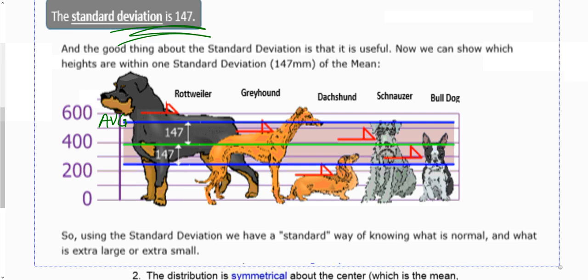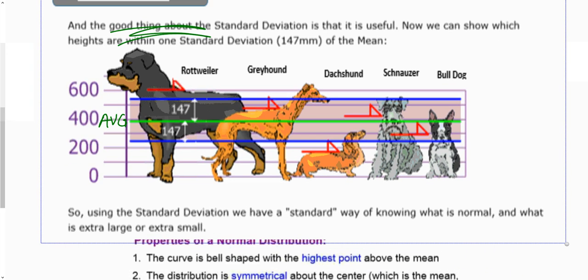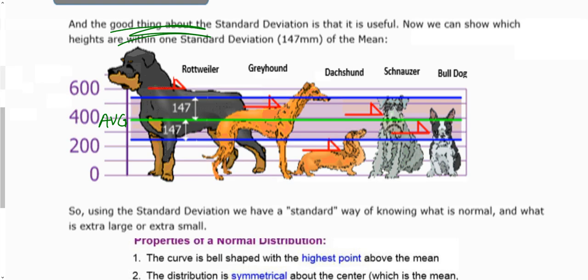So right here from the average, watch this. Right here from the average, if I go 147 up, that's that mark right there. So that's one standard deviation above the average. If I go 147 down, that's one standard deviation below the average. So basically what this is saying is we consider anything in between here to be normal. So these would be the normal sized dogs. Any dog in this graph that fits between those two lines is considered to be normal.